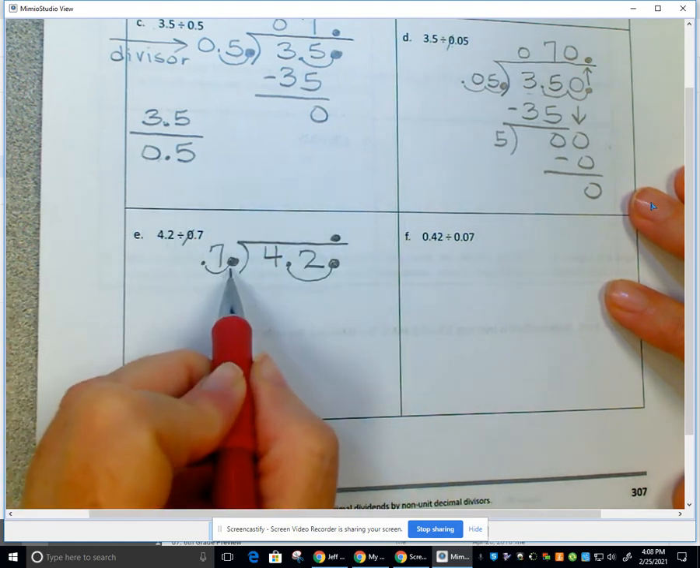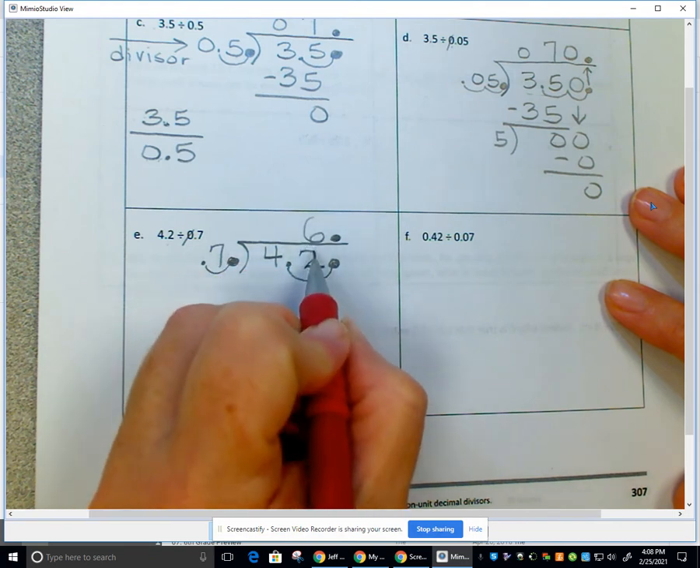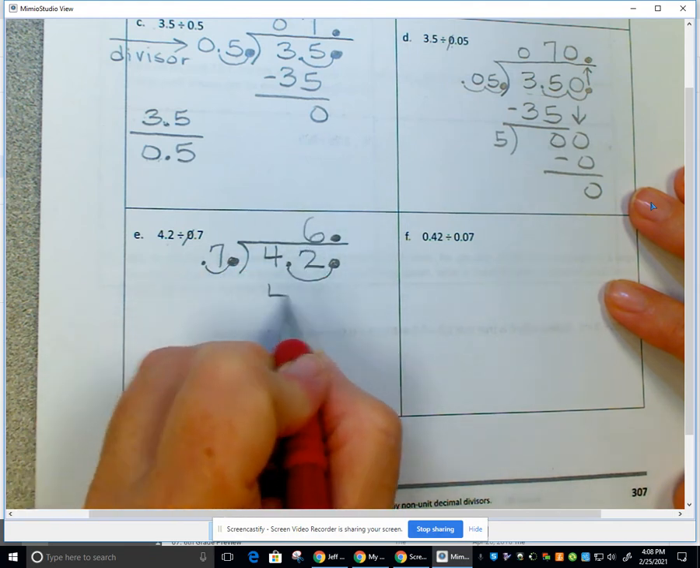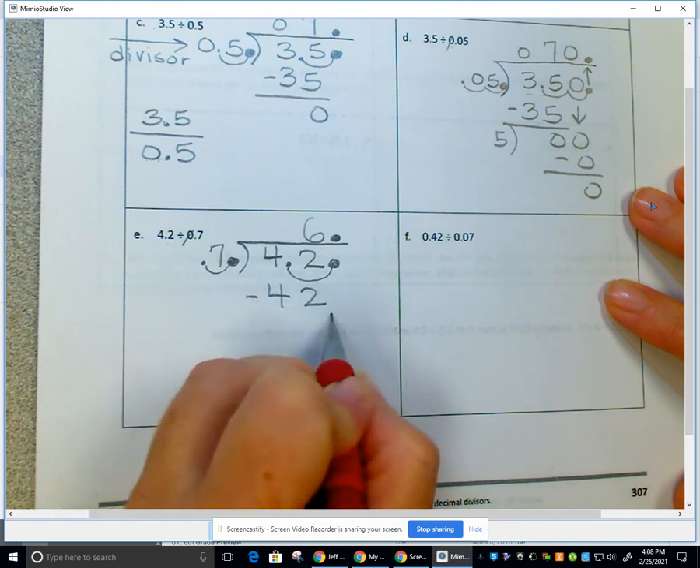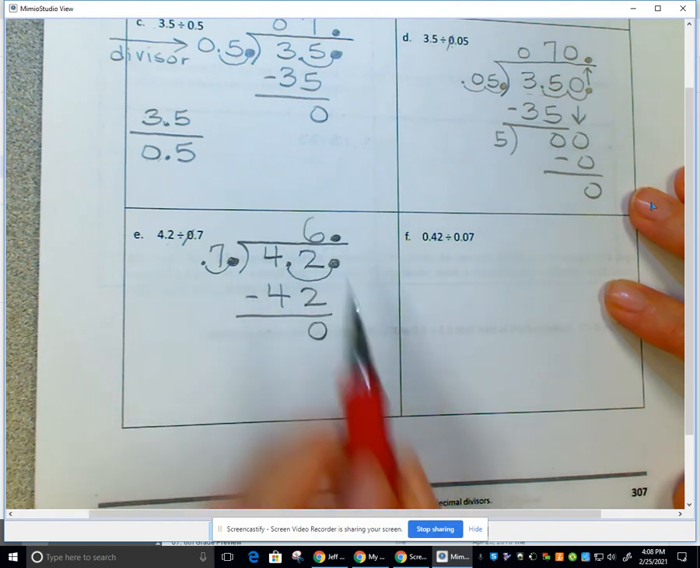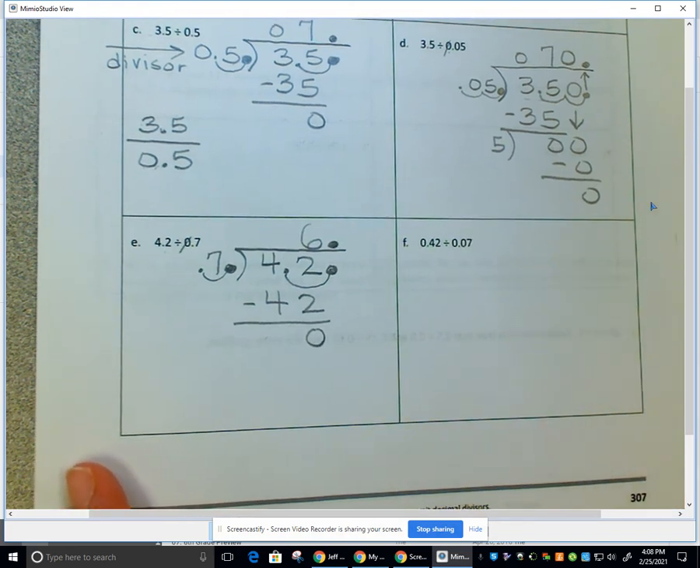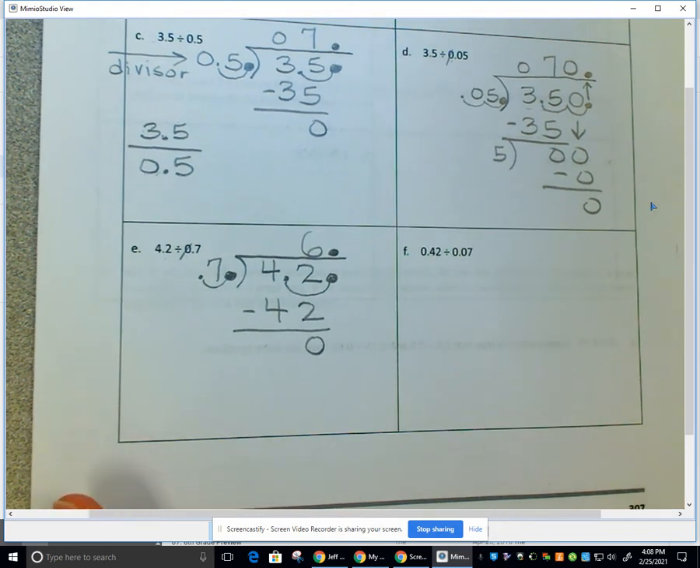7 will go into 42 6 times. 6 times 7 is 42. Subtract, 0. So my answer is 6. Okay, hopefully you're starting to get the hang of it. This is not really hard. We're dividing the regular way. The only thing I'm doing differently is I'm moving a decimal.